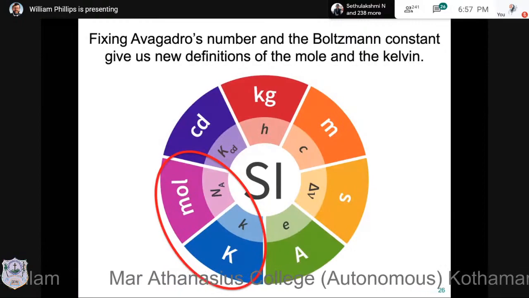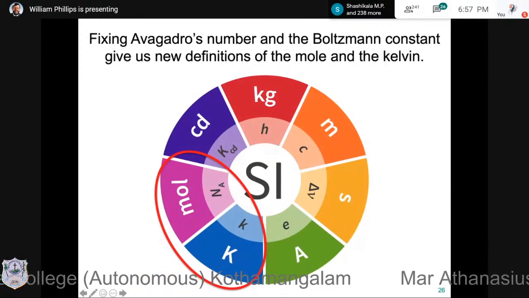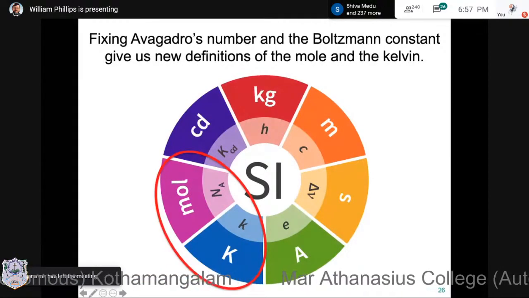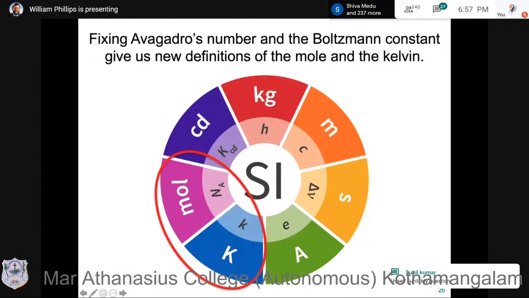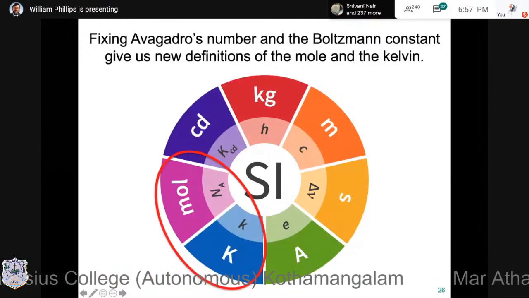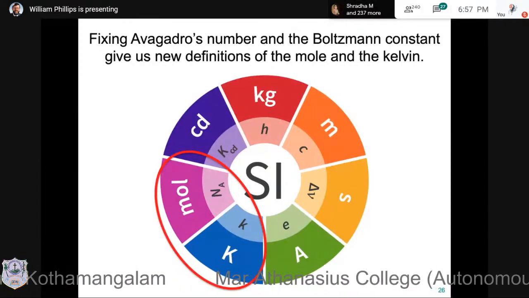That's no longer the definition of the mole. The new definition of the mole fixes what Avogadro's number is. So the mole is simply the amount of quantity that has a certain fixed number, that we call Avogadro's number, of elementary entities.